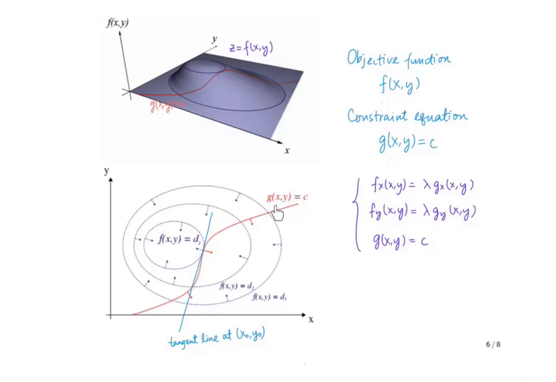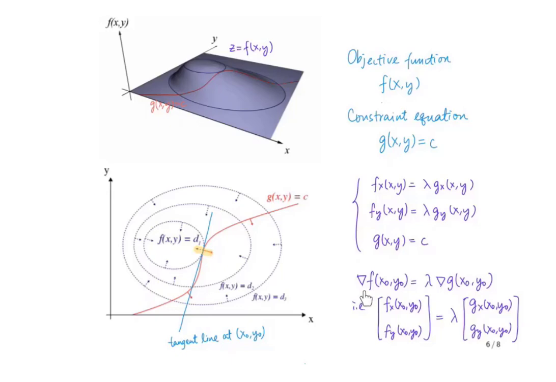the constraint equation g of x y equals c touches one level curve f of x y equals d1. It means that the tangent line is the same, meaning that the tangent vector of f and tangent vector of g at this point are parallel to each other. This will imply that the gradient of f and gradient of g at this point are parallel to each other.